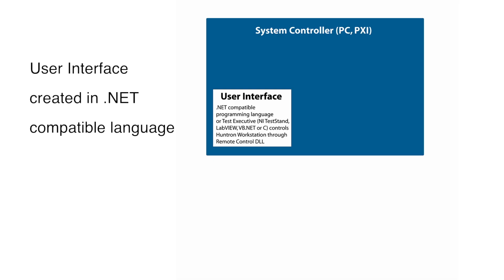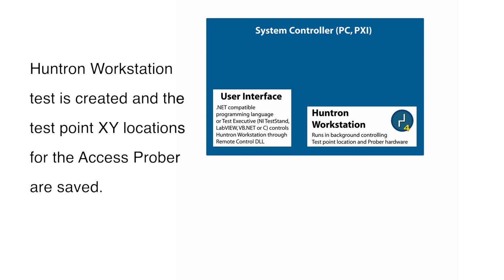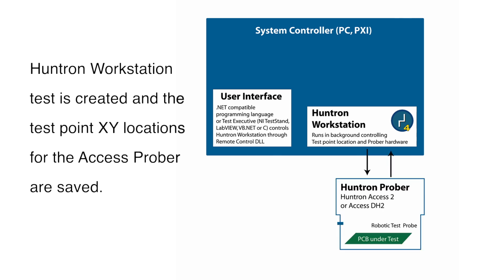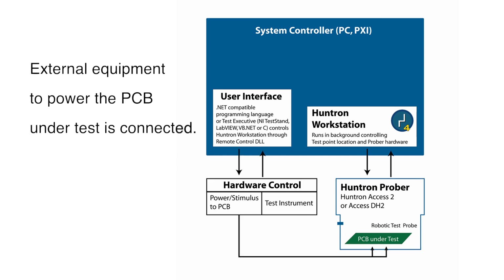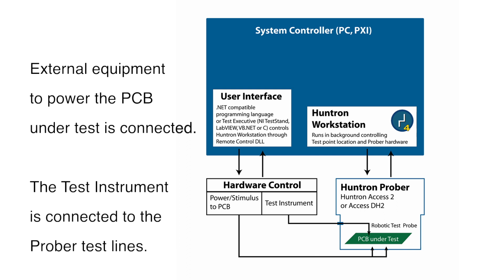A user interface application is developed to control all the functions needed to test a particular circuit board. A test is created in Huntron Workstation that contains the components or points to be tested and their XY locations for the Access Prober. External test equipment is configured to provide power and control the circuit board as needed. The selected test instrument used to measure or inject required signals is connected to the Access Prober.